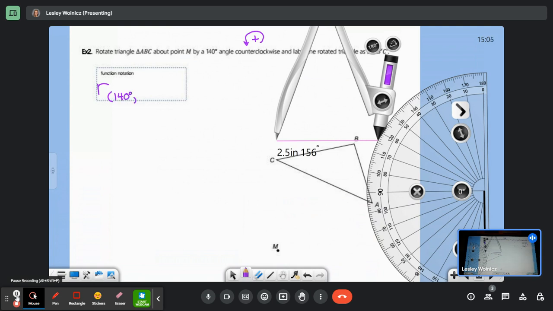What point are we rotating around? M. Close your parentheses. Which figure are we performing the transformation upon? Triangle ABC, so the whole thing. That's how you do it. It means rotate triangle ABC 140 degrees about M.